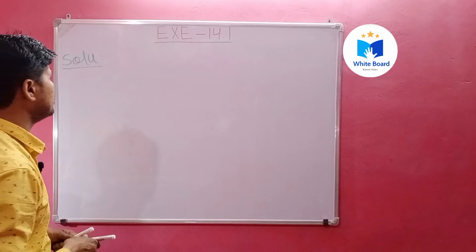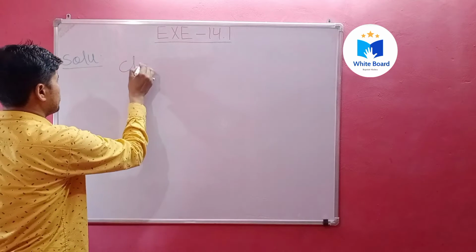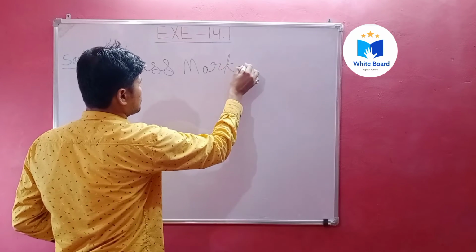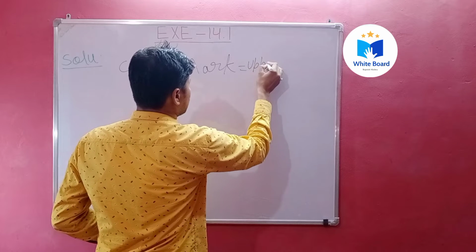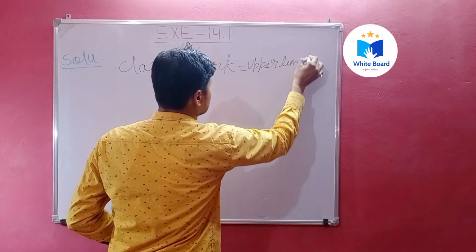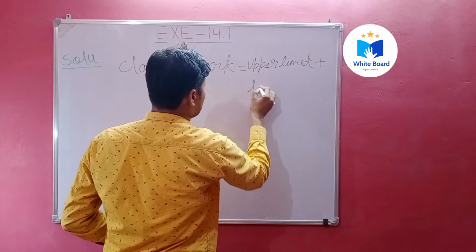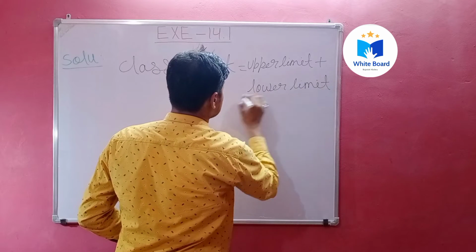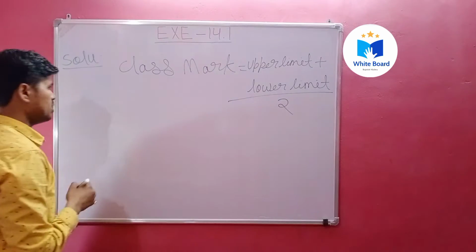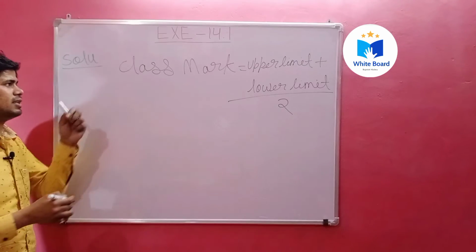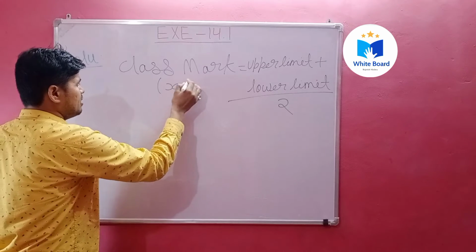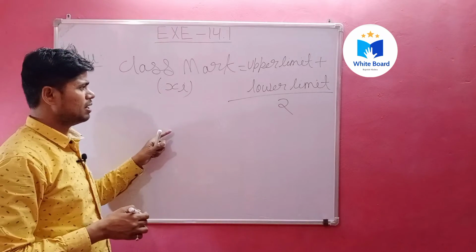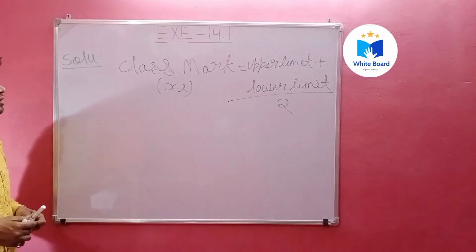First of all, we find out the class mark. The class mark is given as upper limit plus lower limit divided by 2. So in this question we have given a class interval, so we will first of all find the class mark, that is denoted by xi. Frequency is given, number of houses, that is fi. Now we make a table and continue with that part.